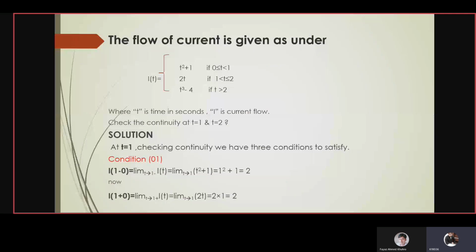Okay, sir, one. Can you tell me which type of function is given here? This is a piecewise function, sir.